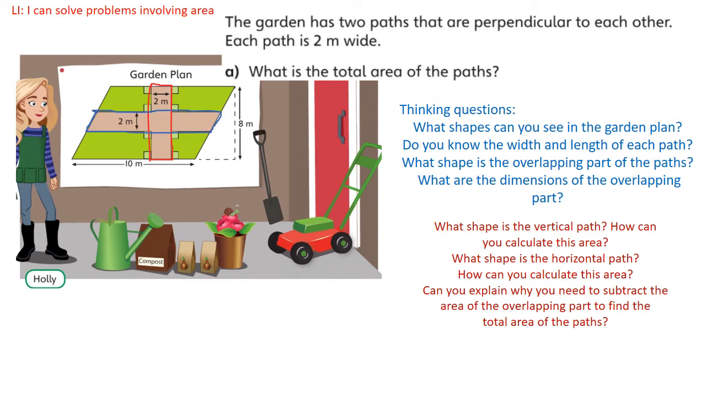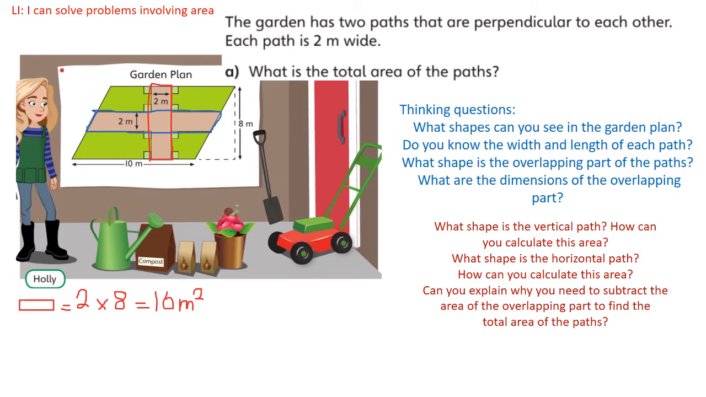Then we've got this other shape here. What does that look like? Yes, you're right, it's a parallelogram. So again, our parallelogram has a perpendicular height of 2 metres. And we can see the base of our parallelogram is 10 metres. Can you remember what the formula is for working out the area of a parallelogram? It's area equals base times perpendicular height.